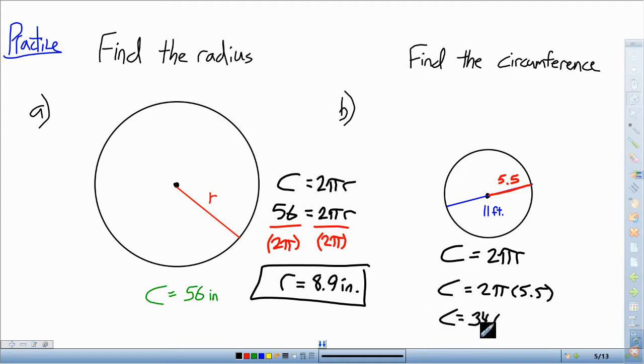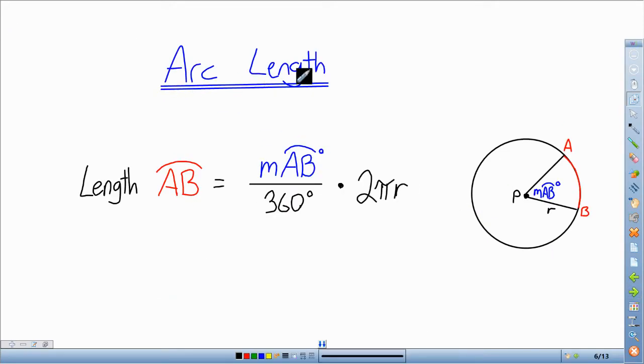All right, 34.6 looks like we're talking about feet on this one. There's our units. Okay, so that is a circumference formula. Pretty simple idea. From here, what we're going to do is move on to finding what's called arc length.